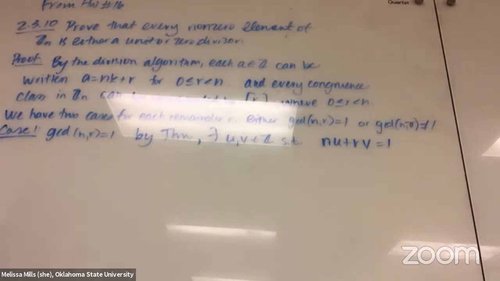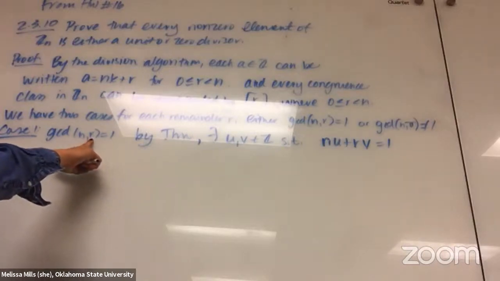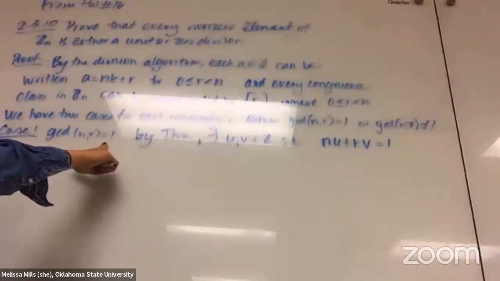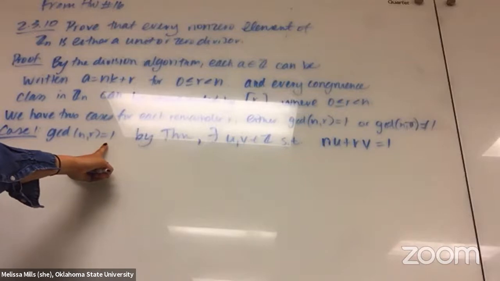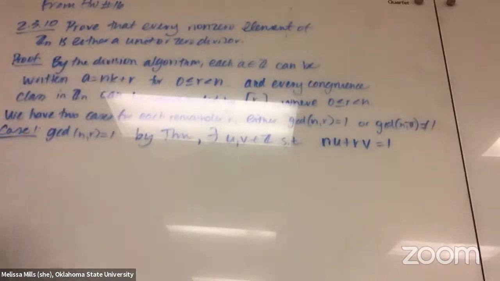Okay, what am I trying to get with this? I'm trying to prove that this remainder R is what kind of a thing? If the GCD is 1, they have no common divisors. Am I going for zero divisor or unit? Going for unit is where I'm trying to go, right? So I'm going for unit.